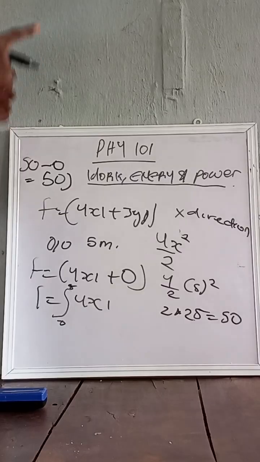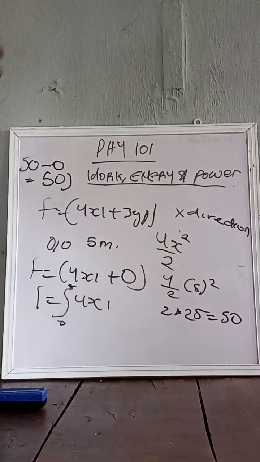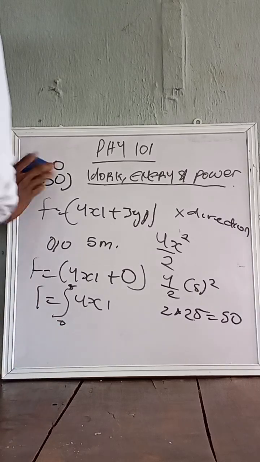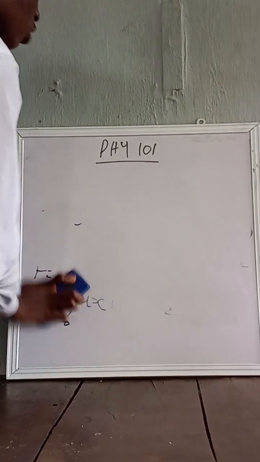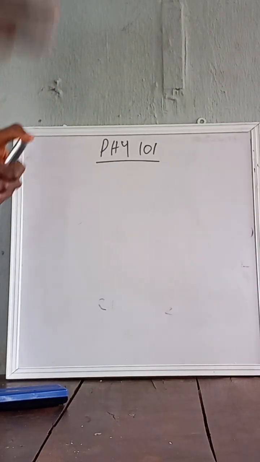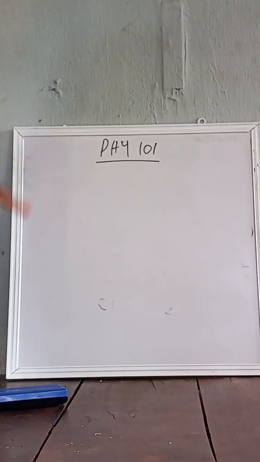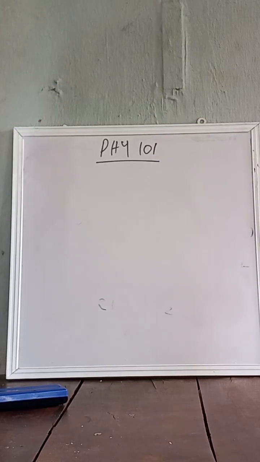So please don't depend on this example. Try to solve the same example and try to change values. So that is all about your work done. I've already revised the formula on how to get the angle between your force and the displacement. Note, work done is a scalar quantity gotten from the product of two vectors, which is your force and the displacement.